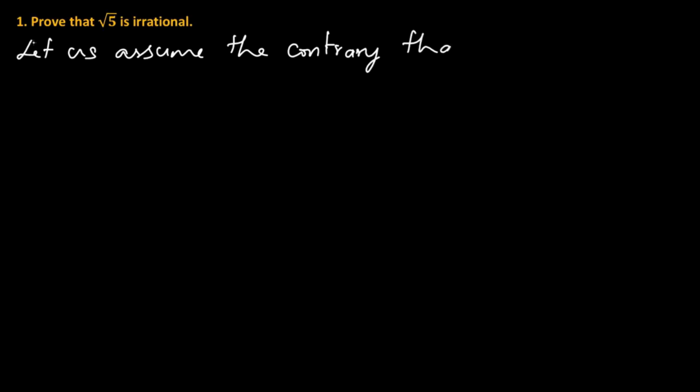Hi everyone. Let us start the first problem in exercise 1.2. What is the first problem? Prove that root 5 is irrational. Let us assume, by contradiction, the contrary: that root 5 is rational.